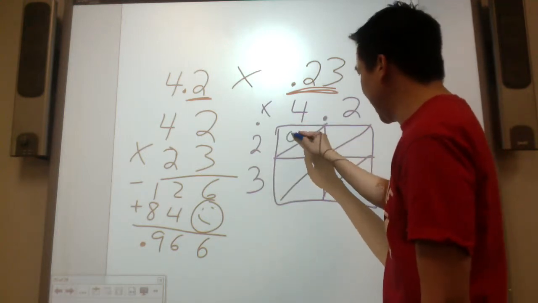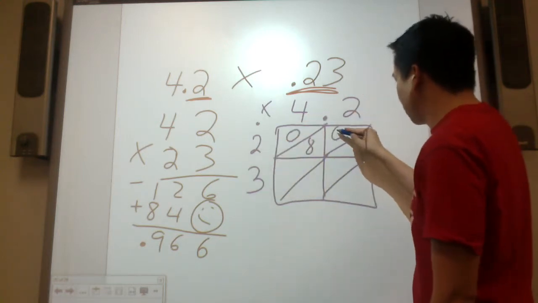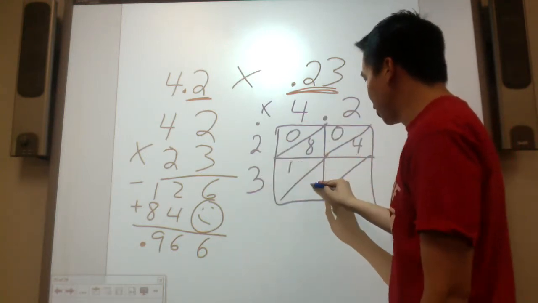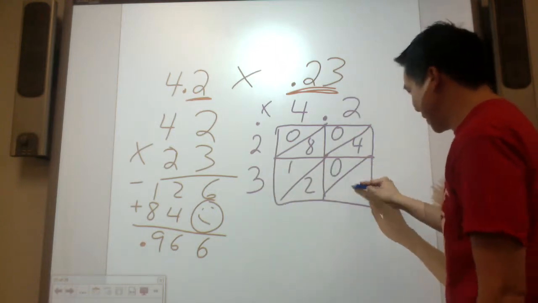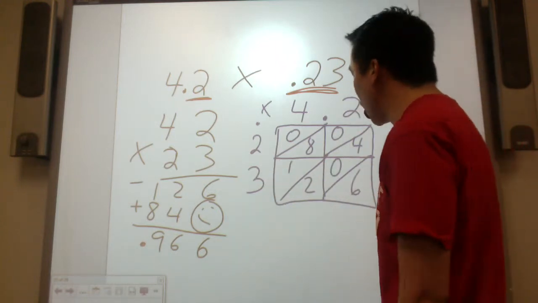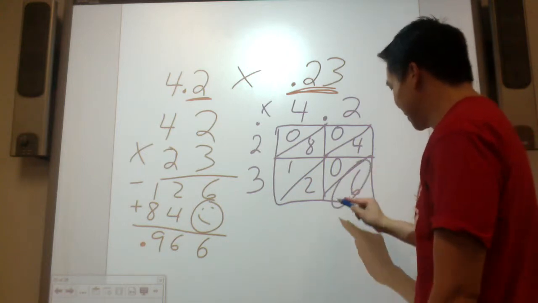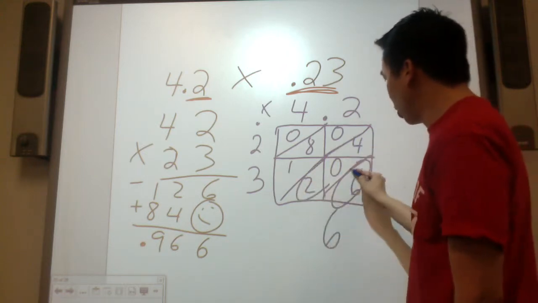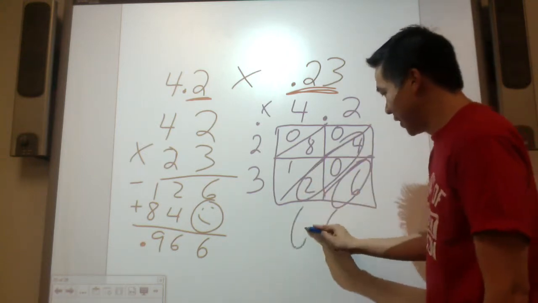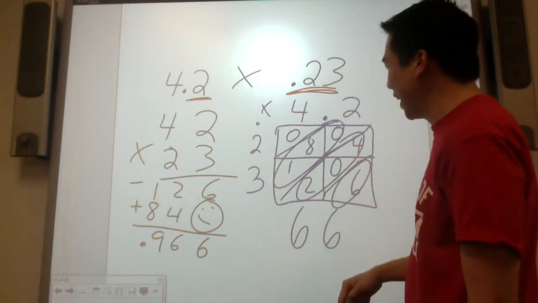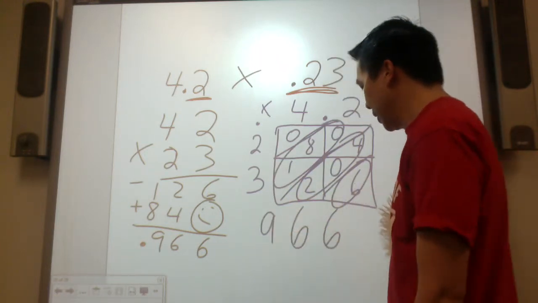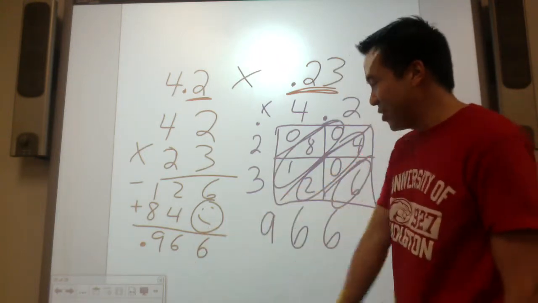4 times 2 is 8. 2 times 2 is 4. 4 times 3 is 12. 3 times 2 is 6. Then you add up each column diagonally. This is 6. What's 4, 0 plus 2? 6. What's 0, 8, and 1 add up to? 9. 966. Hey, same answer.